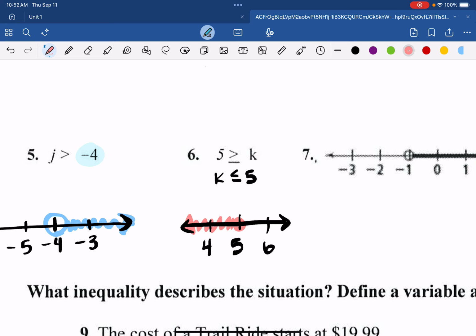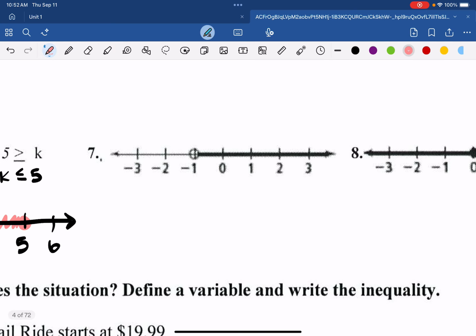All right, let's look at 7. Now, 7 and 8 are opposite. They're giving you the graph, and you have to write the inequality.